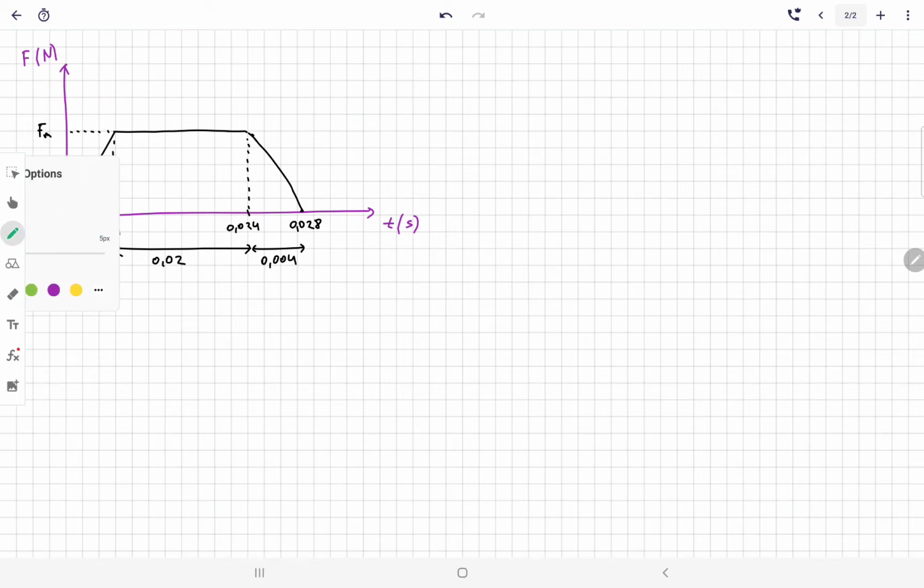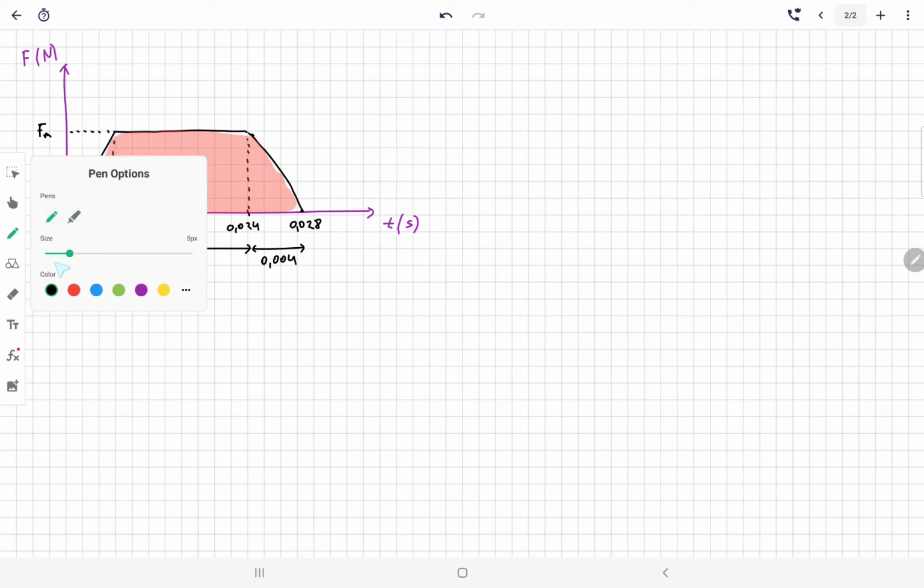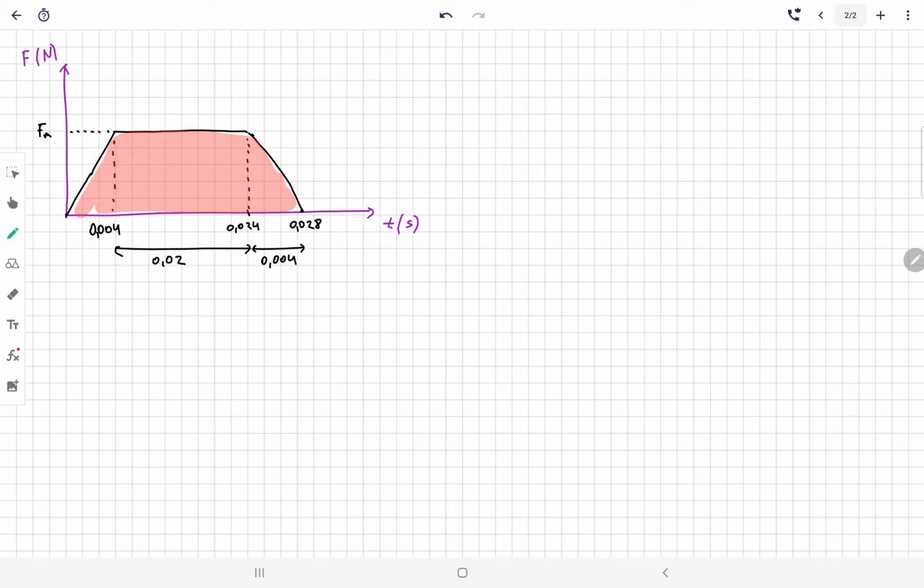It means the area under this line will give us the impulse. The area of this figure, the one that I highlighted in red, will be equal to the impulse, which is equal to 7.78. We already calculated it. So we can easily find the maximum force.